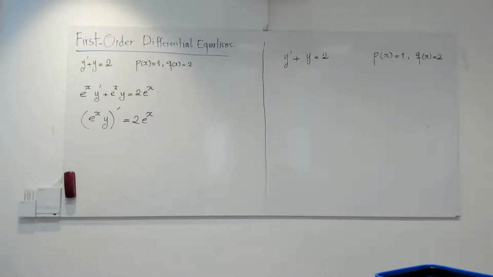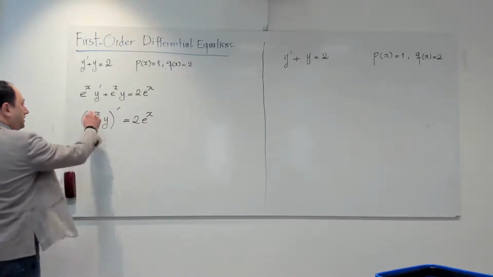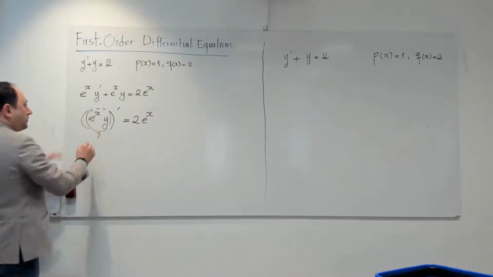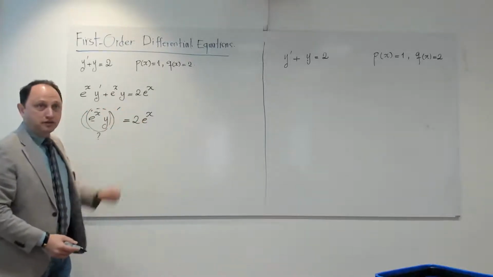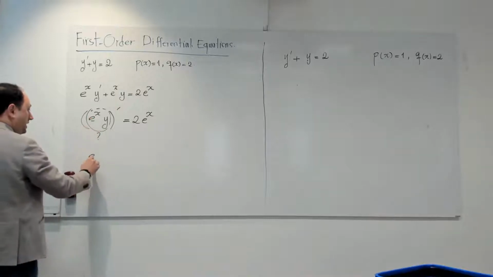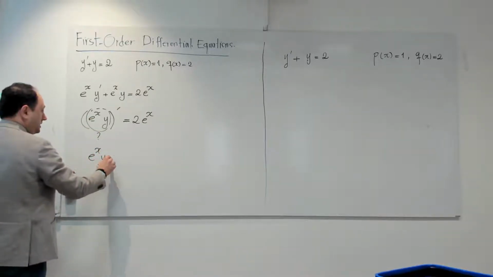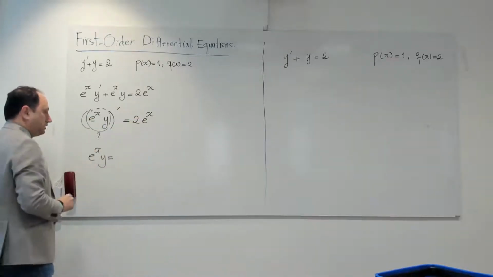It is simple now. We take a primitive function. Because I don't know this function, but I know something about it. I know its derivative, whatever this function is. So it means that e to power x times y is equal to the primitive function for this.